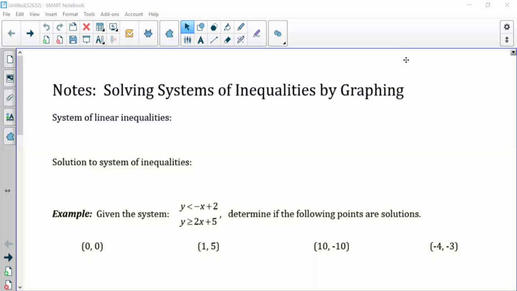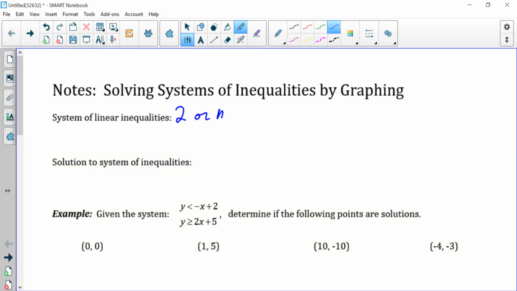All right, today we're talking about solving systems of inequalities by graphing. So what exactly is a system of linear inequalities? Quite simply, it's two or more related inequalities. Specifically today, being related means that we're going to put them on the same graph.